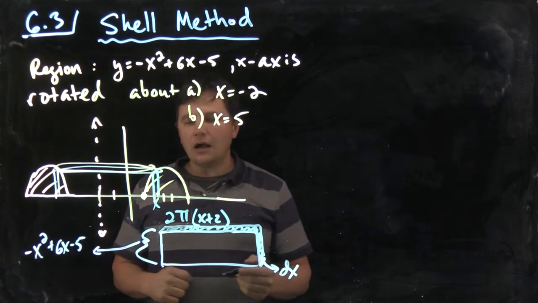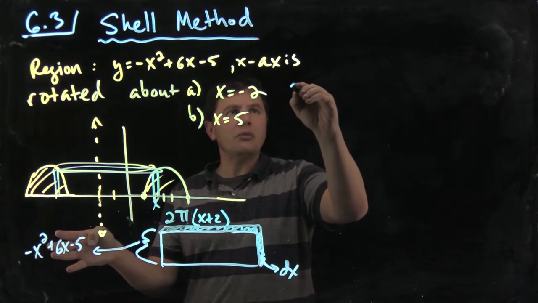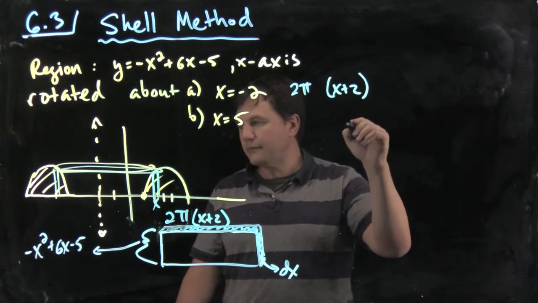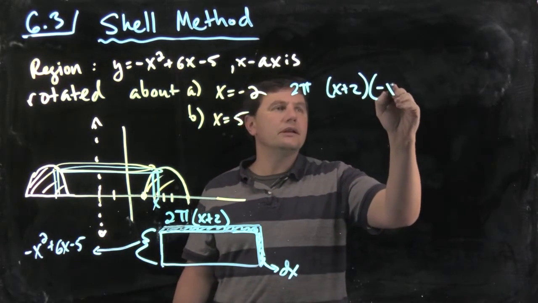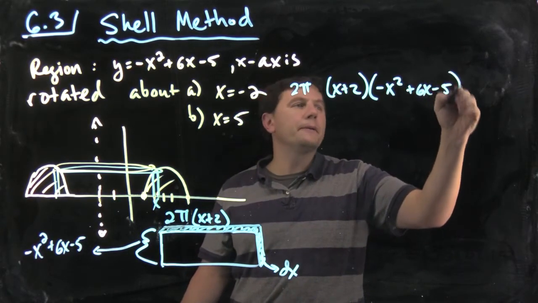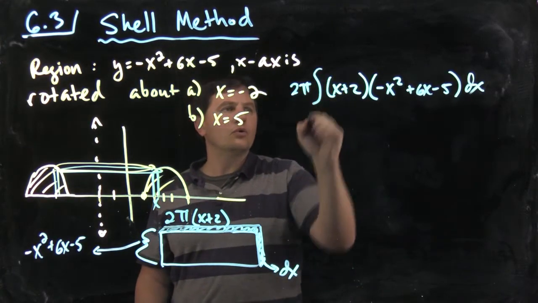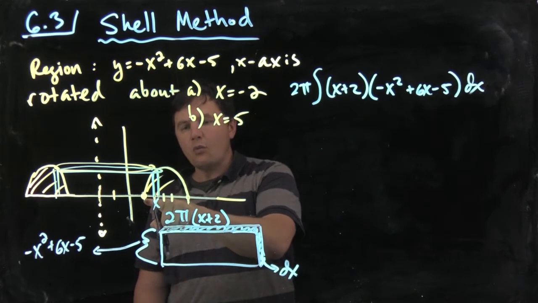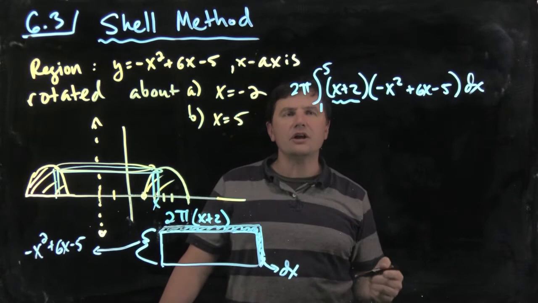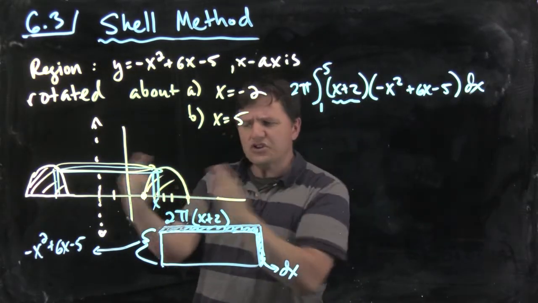Now from here, it's going to be the same as what we had before. So this one here, it's going to be 2 pi r. Okay, and then our height, negative x squared plus 6x minus 5 dx. And then to get all of them, we're going to integrate from 1 to 5. Notice, nothing's changing here other than this right here. Now, if you ever get confused, think about this, because sometimes people want to do different things with the limits because we change our axis of rotation.